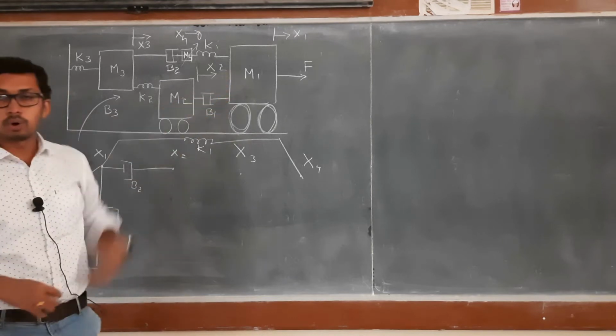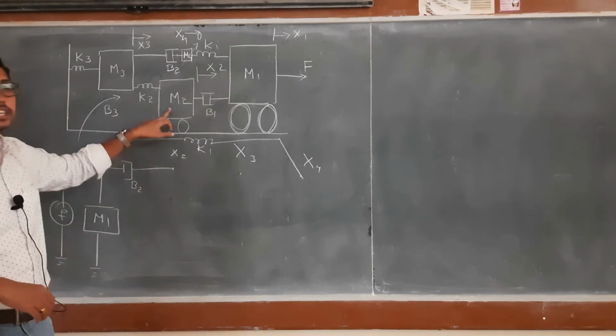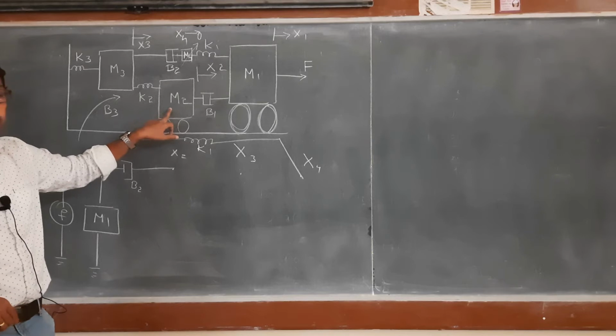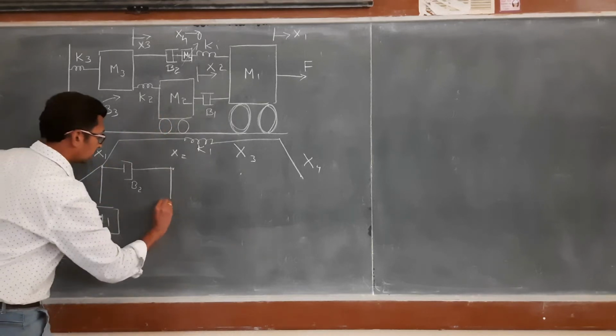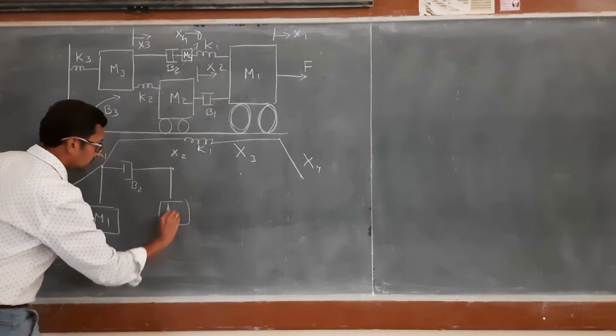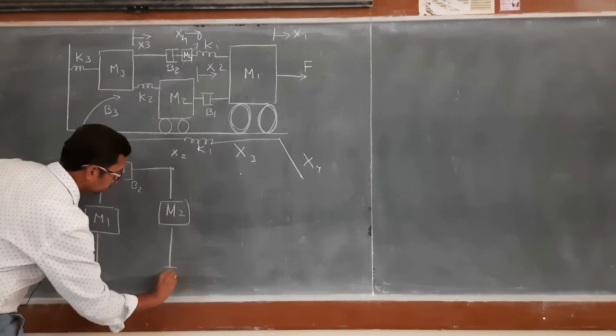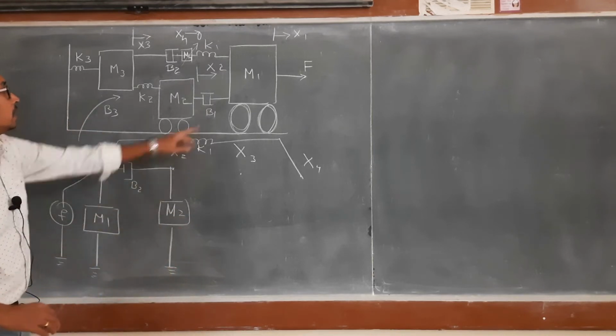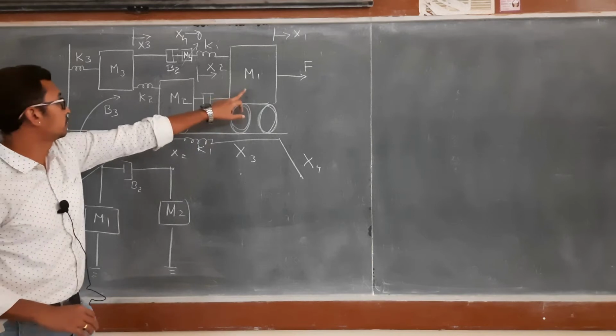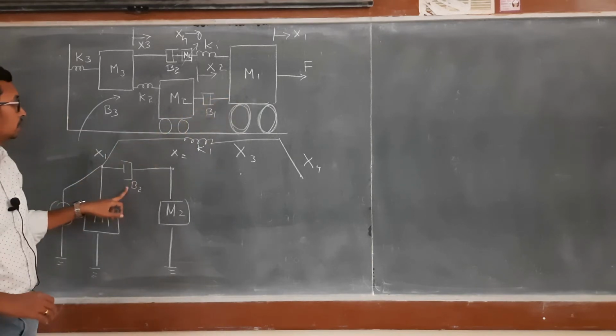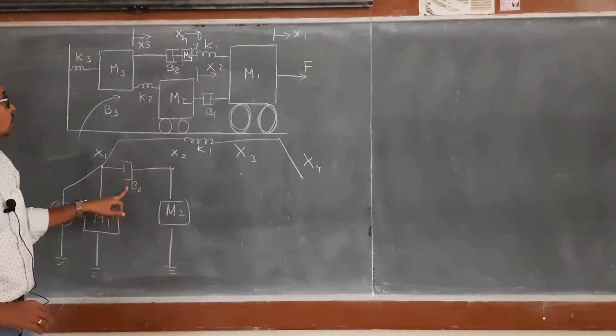Next, M1 is over. Now I am going to come to M2. What are the things connected to M2? Mass is there. First I am going to write the mass M2. Next, what else is there? B1 is there, between node 1 and node 2, which is already represented, right? Node 1 and node 2.